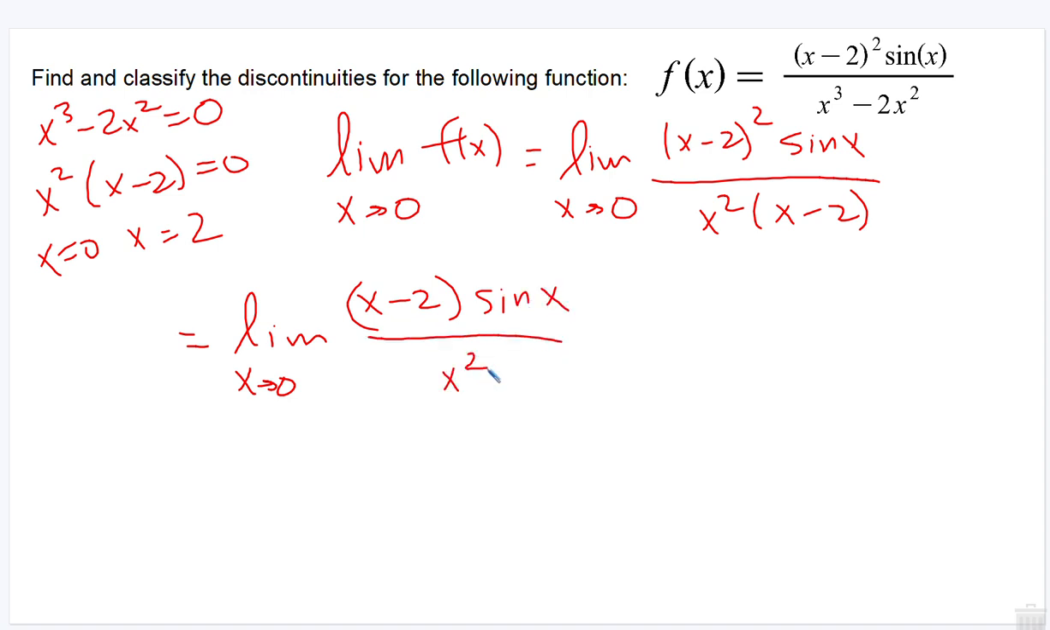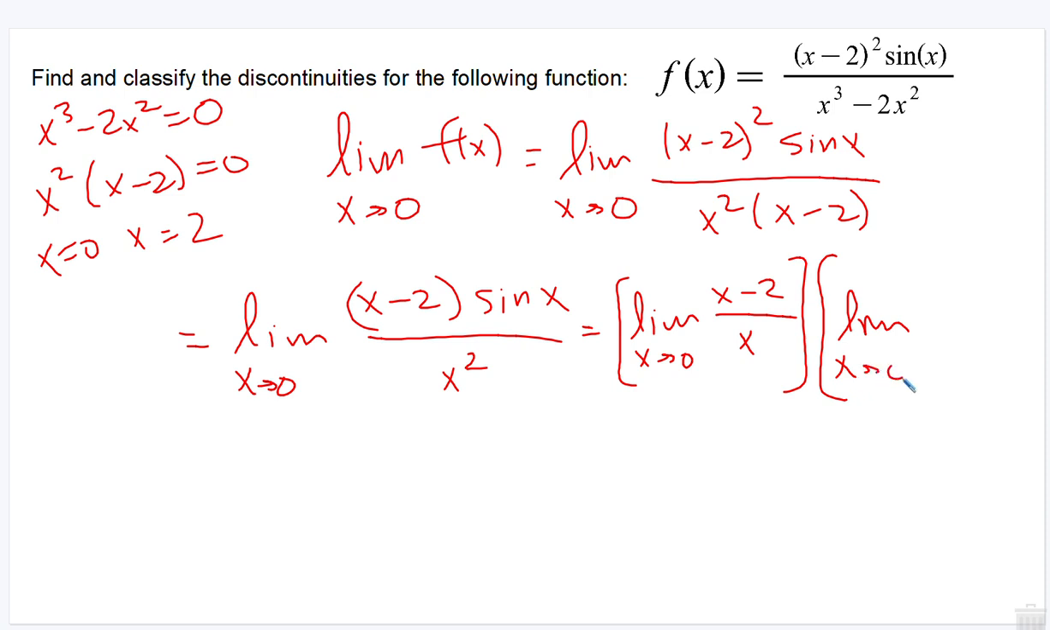x squared. And now, if I try to separate this into two different limits, I can. One of them will be the limit as x approaches 0 of x minus 2 over x. And the other one will be the limit as x approaches 0 of sine x over x. And this is about as far as I'm going to be able to break this down here because, well, this second limit is just 1. But this first limit, if I plug in 0 to that, I get negative 2 over 0.